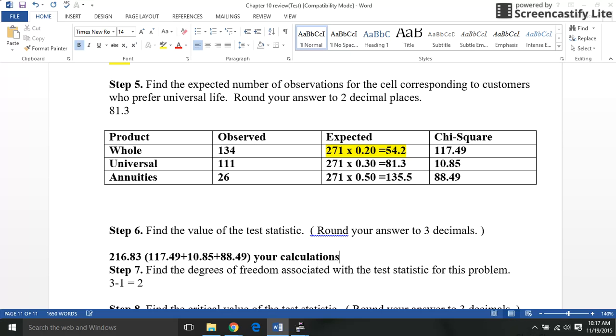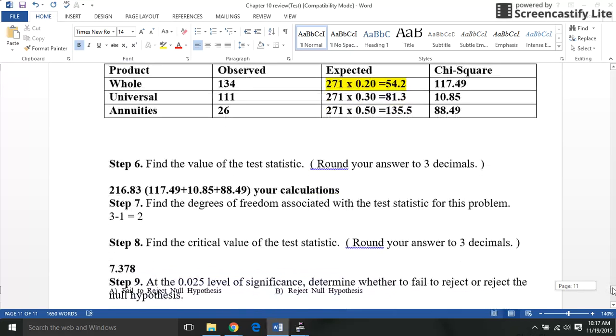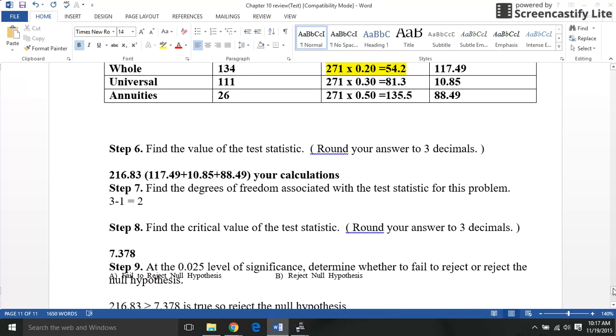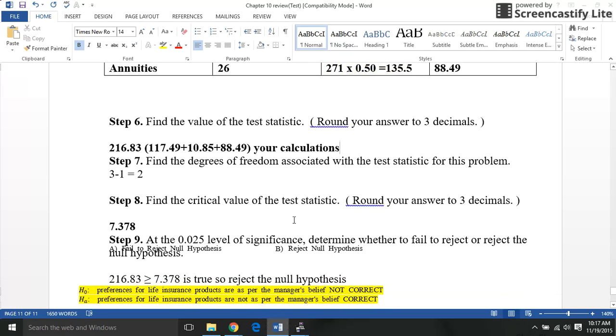Again, if you have a calculator that has this function, go ahead and use it, and there are instructions in the book. All right, and that gives me my test statistic. The test statistic is 216.83. Now I have to find my degrees of freedom. I had 3 categories. I'm going to subtract 1 from that to get 2. The next step is to go into the table and find the critical value of the test statistic. Remember, you're using a 0.025 level of significance, and you go down to 2, and you get 7.378.